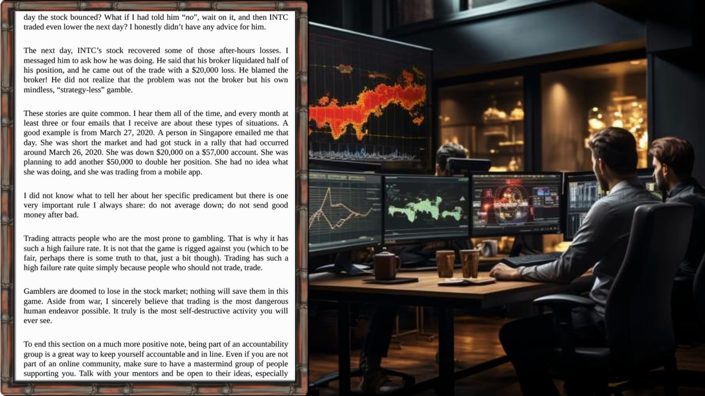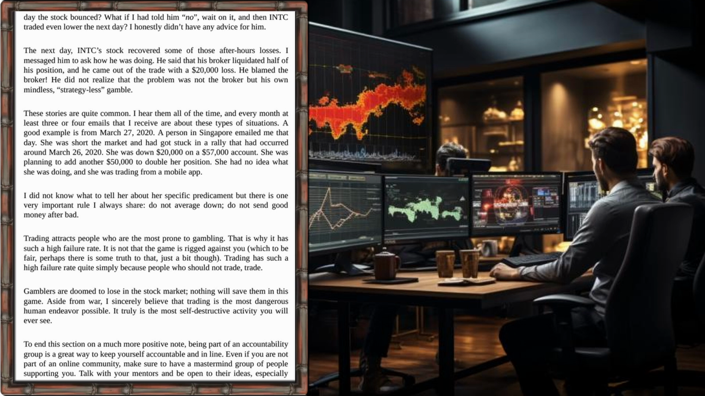I hear them all of the time, and every month at least 3 or 4 emails that I receive are about these types of situations. A good example is from March 27, 2020. A person in Singapore emailed me that day. She was short the market and had got stuck in a rally that had occurred around March 26, 2020.